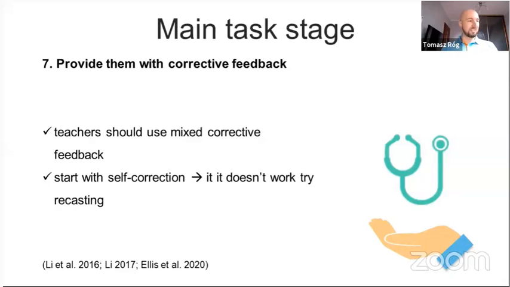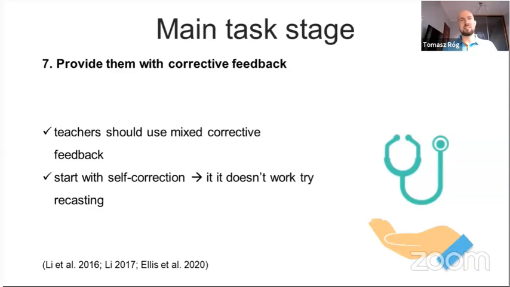My seventh tip is providing learners with corrective feedback. This has already been discussed today. Research shows that most learners want to be corrected. And this has been shown in research worldwide and also in Poland. Most of our learners want to know what mistakes they made. Our task is to provide a mix of various ways of corrective feedback. Preferably, we teachers should start with getting learners to self-correct.